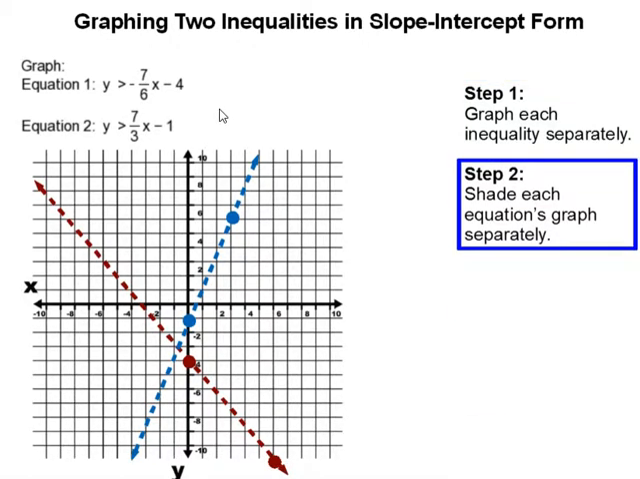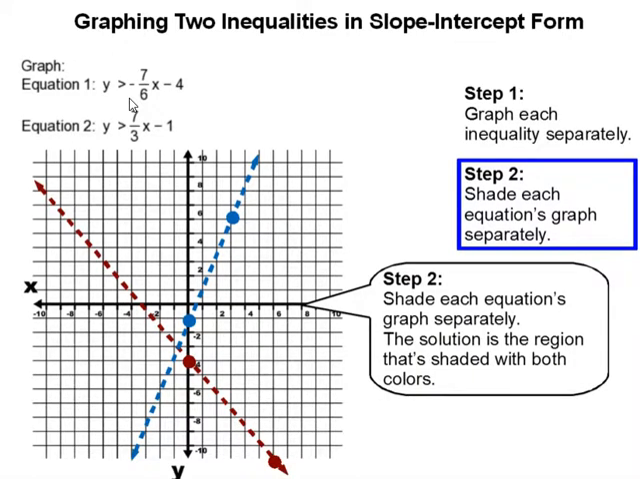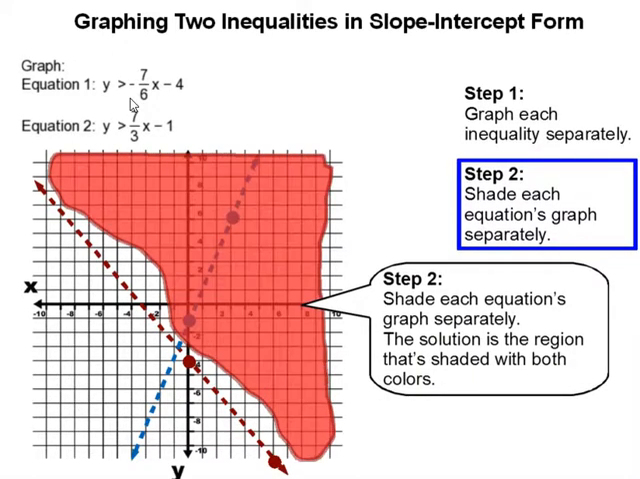Now, I need to shade each graph. Remember, this inequality here is for this line. Okay, and now this is greater than. Greater than means you shade above. Less than means you shade below. Okay, so I'm going to go ahead and shade it. All right, there we go.